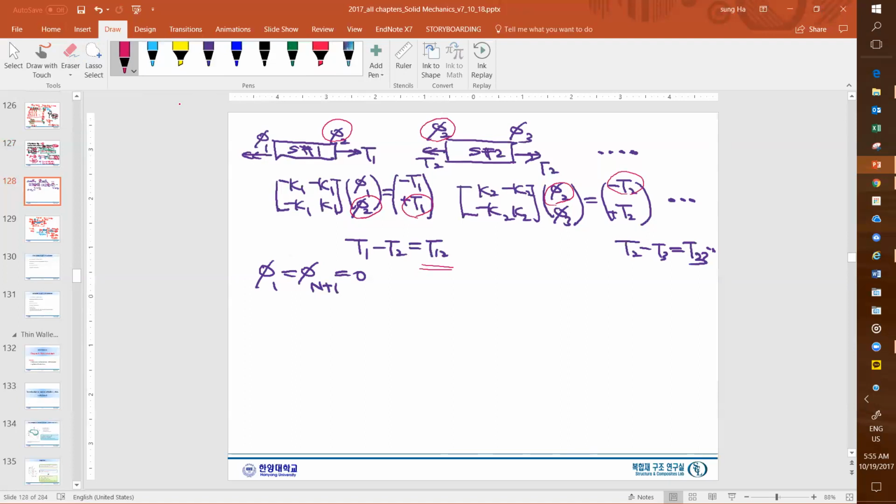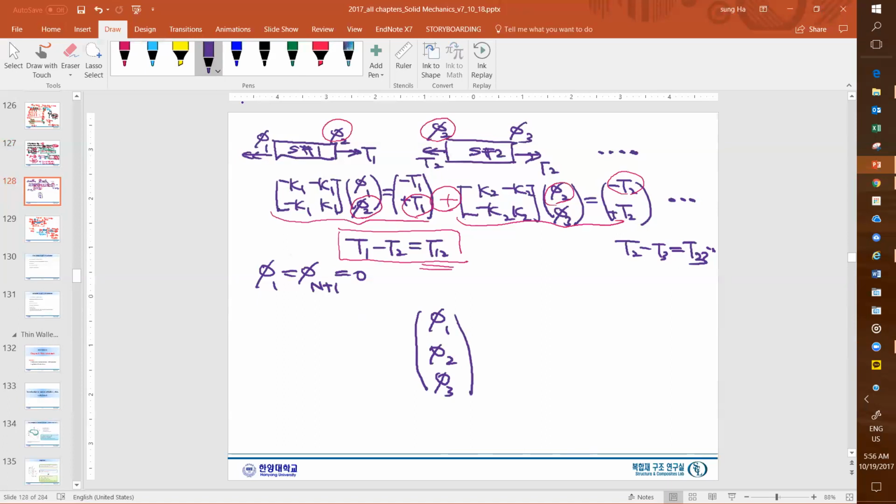So let's say we combine these equations and this equation and consider this one. Let's see what we get. Okay, we combine those two equations and consider that one. So in this case, when we combine them, we will have Phi1 and Phi2 and Phi3. Okay, and try to add those two equations.